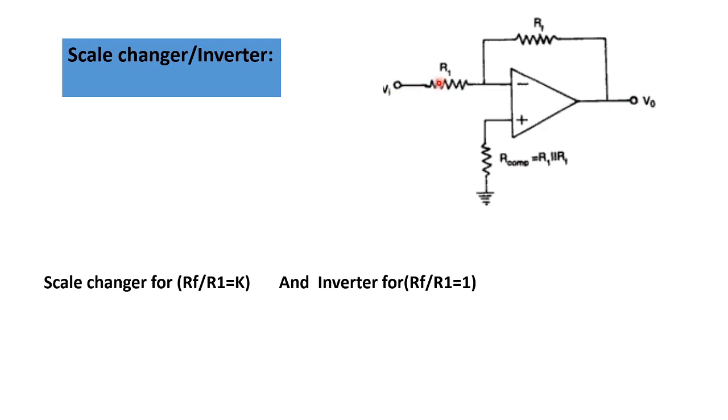So here if R1 and RF are equal, what happens? V0 is equal to minus Vi. So based on this R1 and RF, the scale of the output changes. So the name is a scale changer. If the R1 and RF values are equal, this circuit is called an inverter.